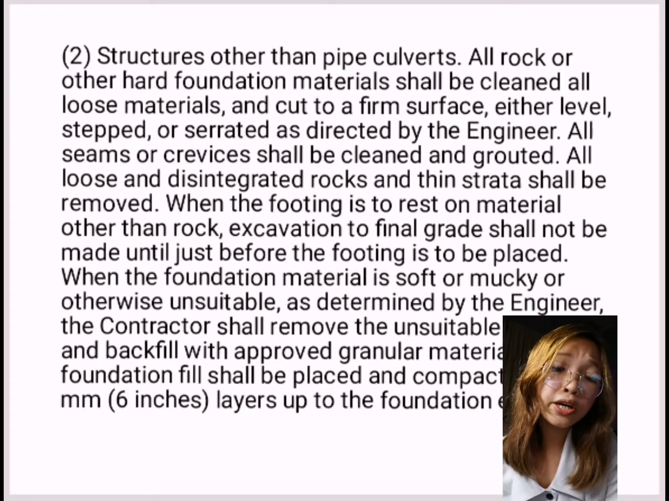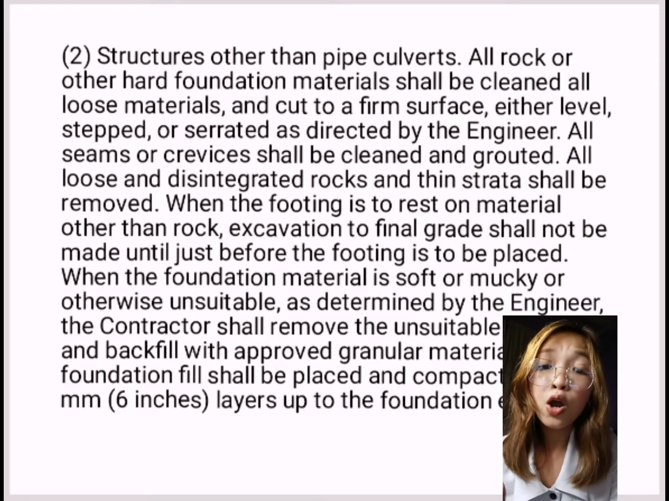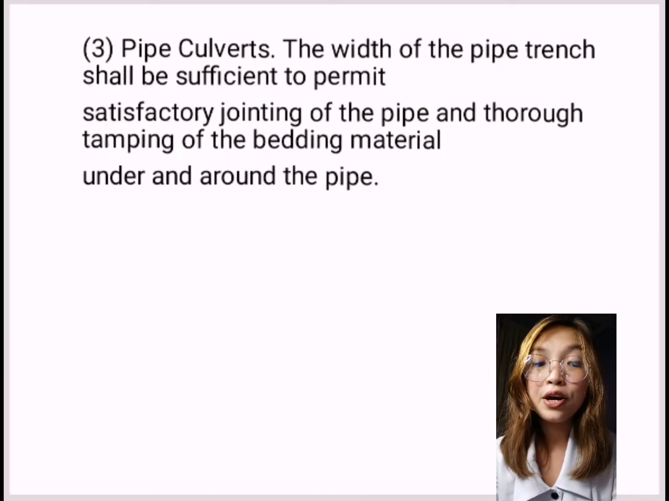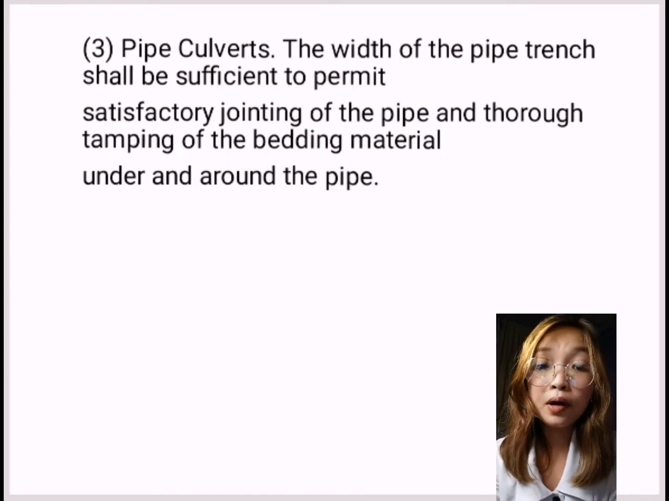So when the foundation material is soft or mucky or otherwise unsuitable, as determined by the engineer, the contractor shall remove the unsuitable material and backfill with approved granular material. So this foundation fill shall be placed and compacted in 150 mm or 6 inch layers up to the foundation elevation. Third is the pipe culvert.